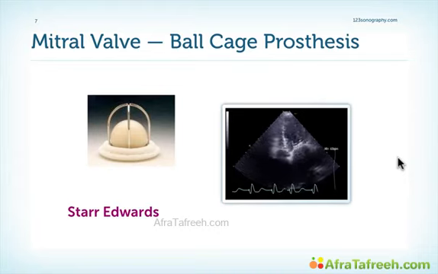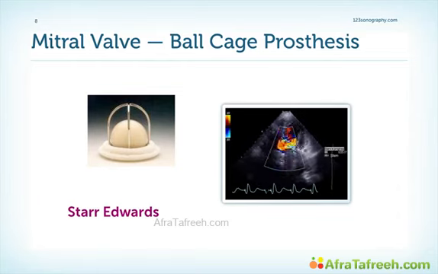So this is a typical cage ball valve in 2D, and here is the same valve now with color Doppler. The typical finding here is that we have flow around the ball, which is usually of fairly high velocity, so we have aliasing.